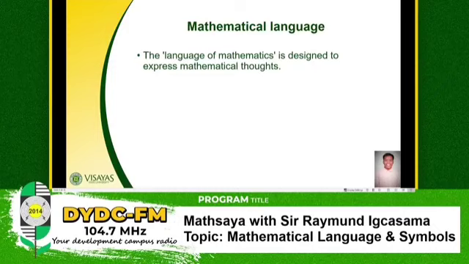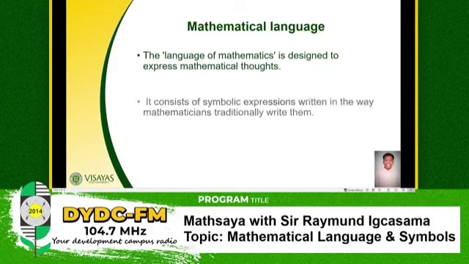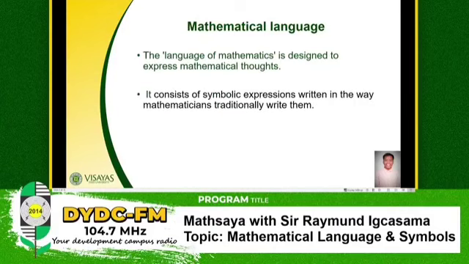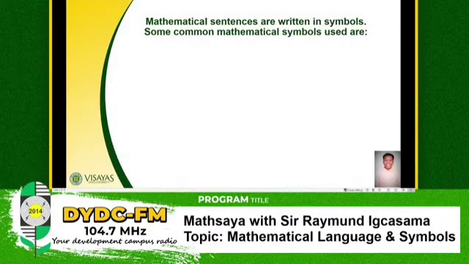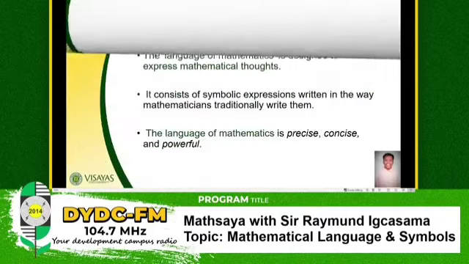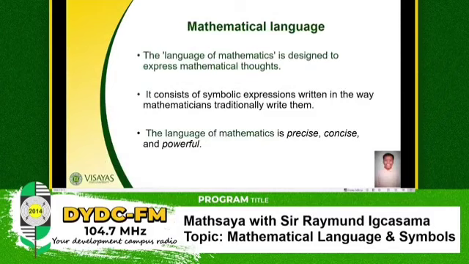So the language of mathematics is designed to express mathematical thoughts. It consists of symbolic expressions written in a way that mathematicians traditionally write them. The language of mathematics is precise, concise, and powerful. What does it mean? These attributes mean that the language of mathematics can make excellent distinctions, say things briefly, and express complex thoughts with relative ease.